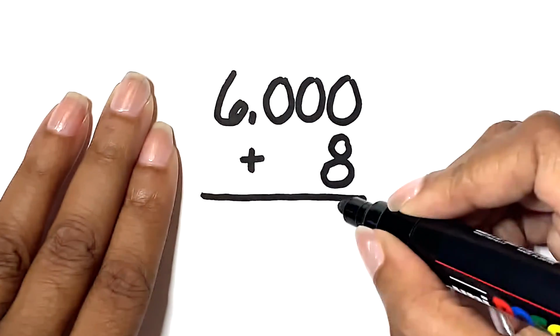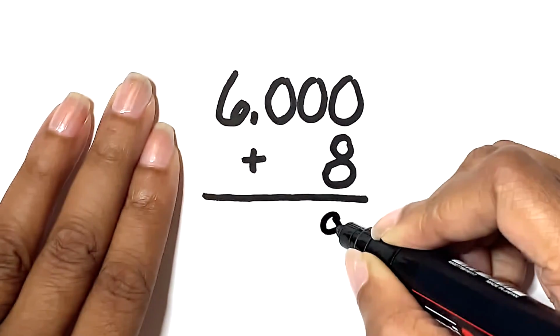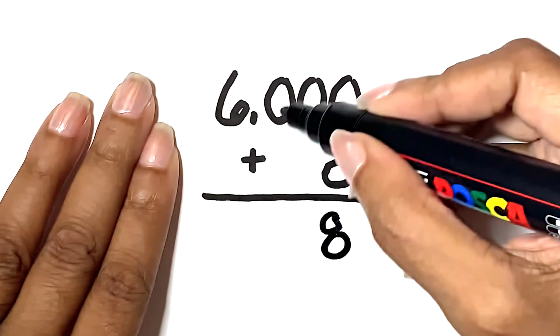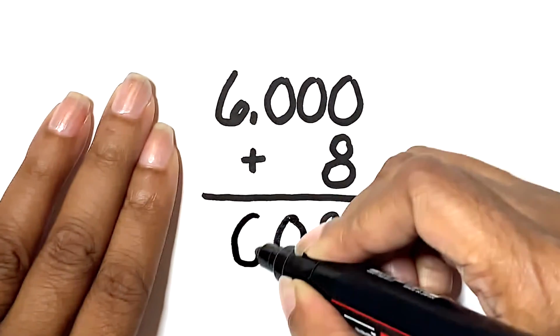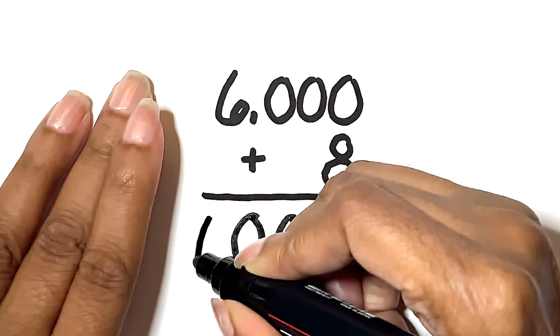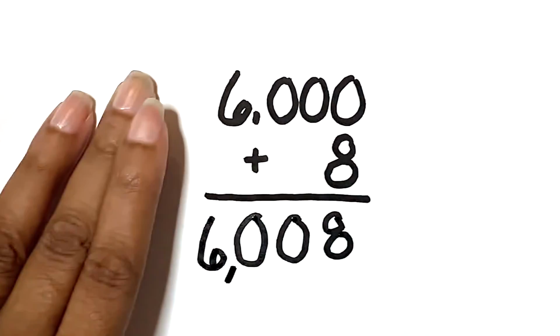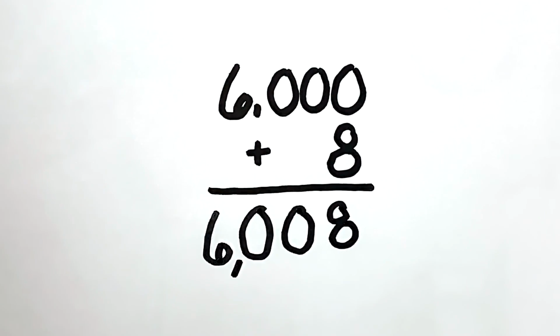0 plus 8 gives us 8. And since there's no number at the bottom of 0, we're just going to bring down the zeros. And the same thing with the number 6. Okay. Alrighty. So, 6,000 plus 8 equals 6,008. Okay.